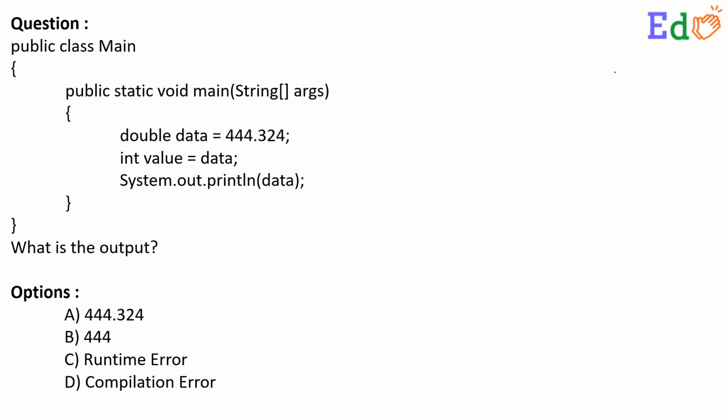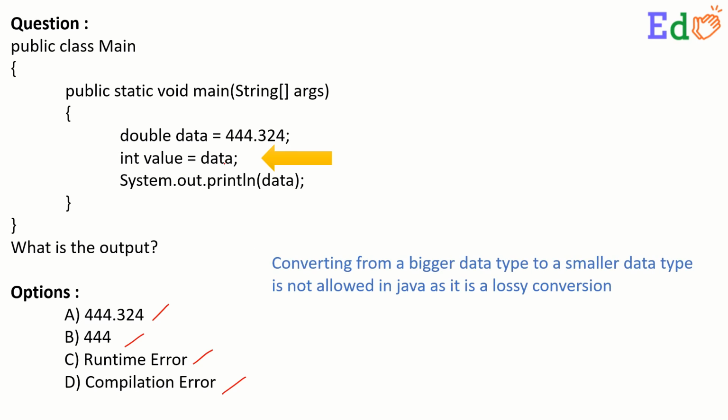What is the output of the following code? Is it A) 444.324, or is it B) 444, or is it C) runtime error, or is it D) compilation error? Now if you look at this, int value is equal to data.